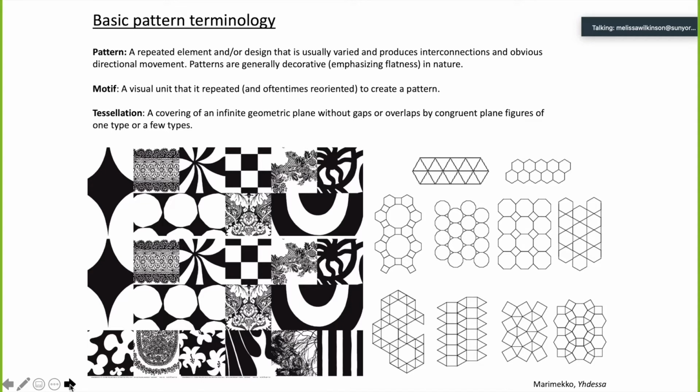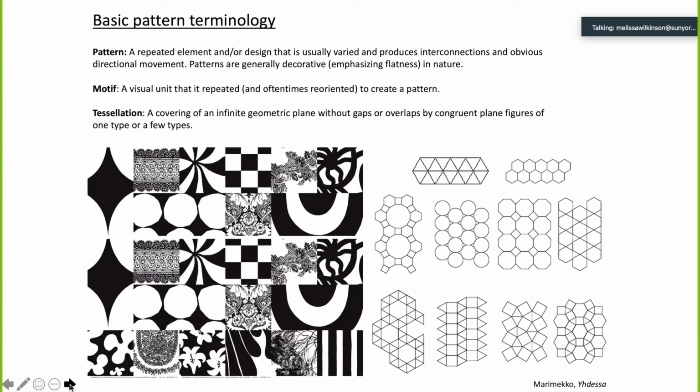Then we have motif. And motif is a word that we use a lot in the art world. It's a visual unit that is repeated and oftentimes reoriented in order to create a pattern. Now, motif can also be applied to other things like subject, right? And then we're moving into the assignment after the one you're working on, which is a tessellation.